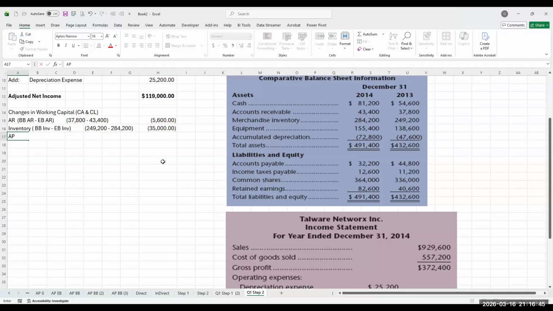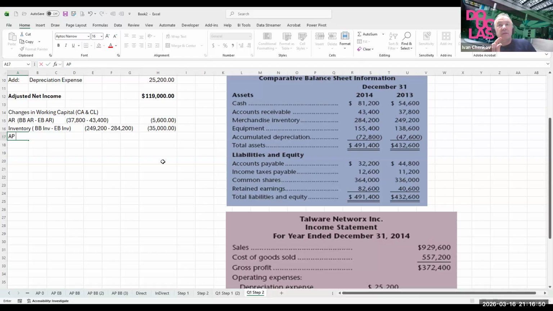Accounts payable, okay. Yeah, that's what I was about to say. So when you move to the liability, don't forget to put that minus in front of the bracket. Beginning balance of accounts payable minus ending balance of accounts payable. So what's going to be here? Negative bracket 44,800 minus 32,200. And if I have to calculate, it's going to be minus bracket 44,800 minus 32,200.